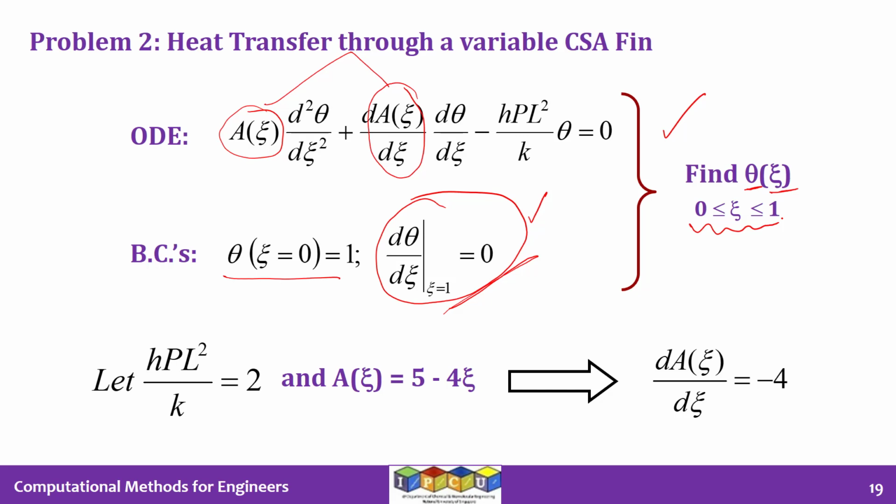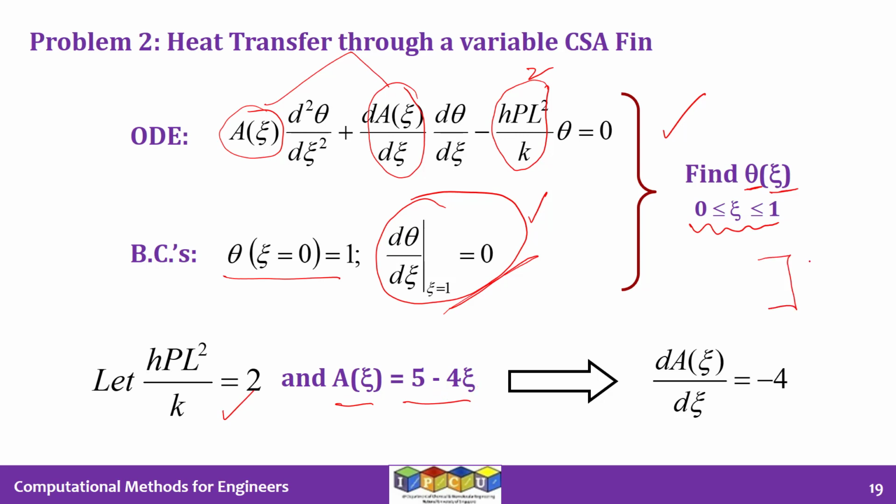Rather, we will get the values of theta at specific values of psi that we choose based on the step size that we choose. What I'm going to do for illustration purposes is I'm just going to assume hPL squared by K to be equal to 2. The cross-sectional area of the fin changes with psi in this particular manner. Again, this is an assumption. You can have other functions for A in a different problem. But in this problem, we are going to say that A of psi is 5 minus 4 psi.